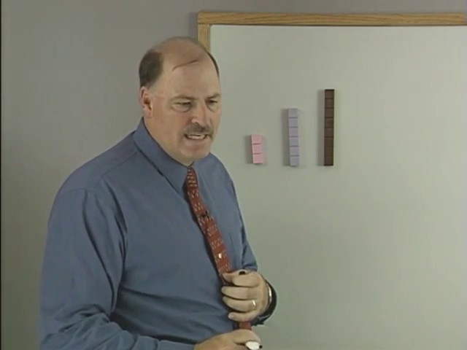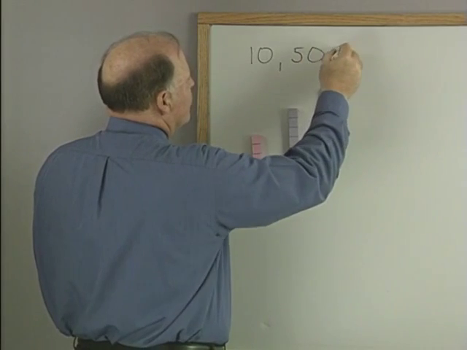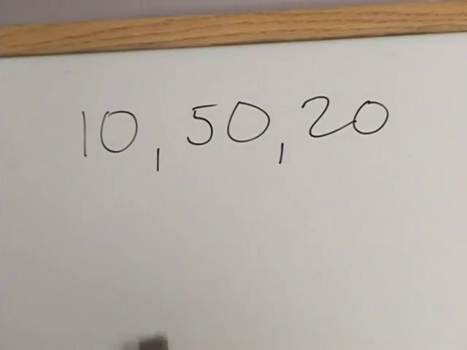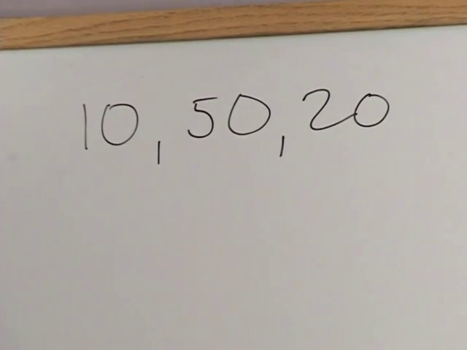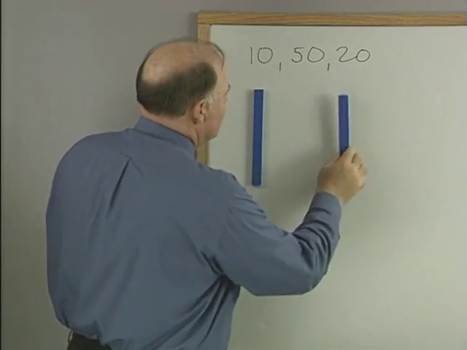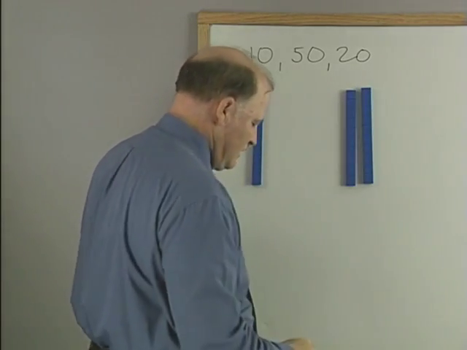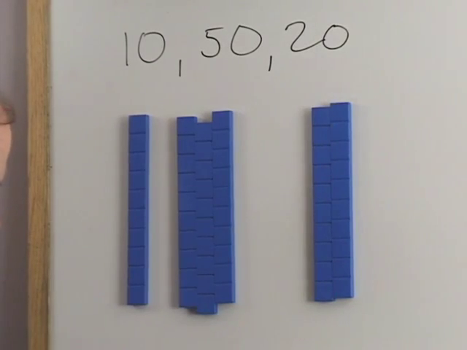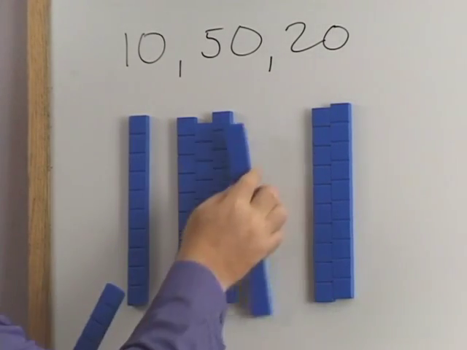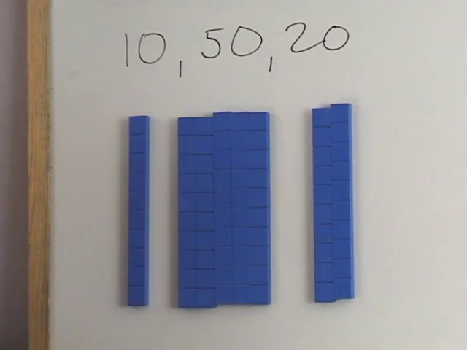10, 50, and 20. And when you get good at this, you can even try before you use the blocks. There's 10. There's 20. And there's 50. Now we want the smallest to the left and the largest to the right.